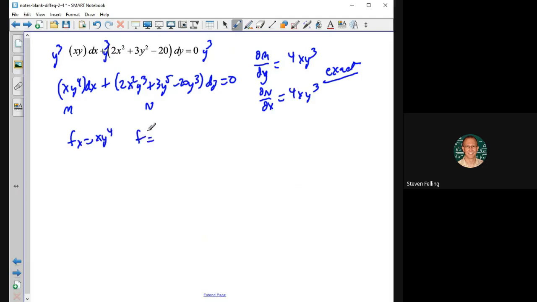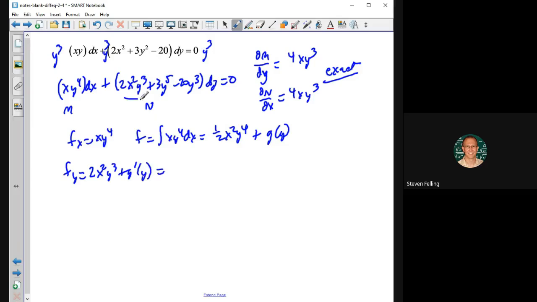Therefore, f is going to be the antiderivative of that with respect to x. So that's going to be 1/2 x squared y to the 4th plus our function of the other variable as an integration constant, right? Make sure I'm not introducing any problems here. Yep, okay. And then we'll take the partial derivative of that with respect to y, and when you do that, that's going to be 2x squared y cubed plus g prime of y.